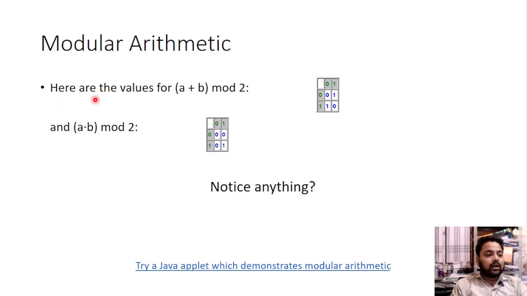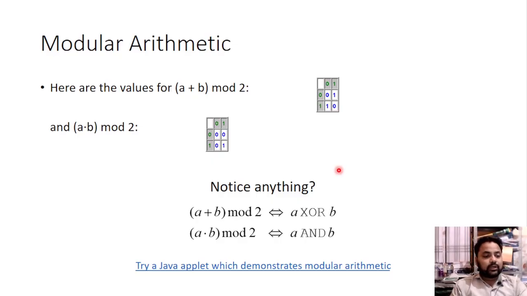Here are some values for a plus b mod 2 and a times b mod 2. Here you can see the table for a plus b mod 2, and here is the table for a times b mod 2. The elements are 0, 1, and the first row is 0, 0, and the second row is 0, 1. For a plus b mod 2, the first row is 0, 1, and the second is 1 and 0.